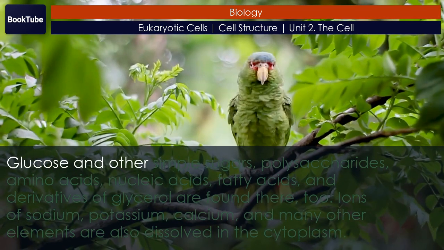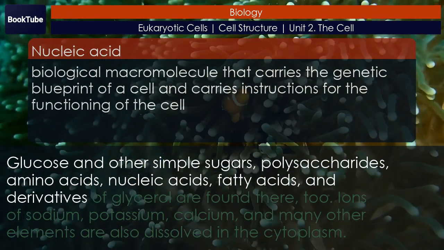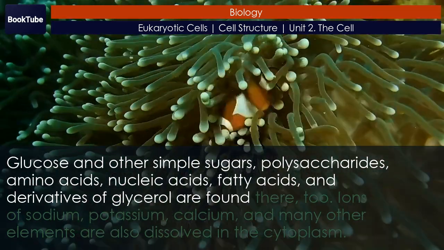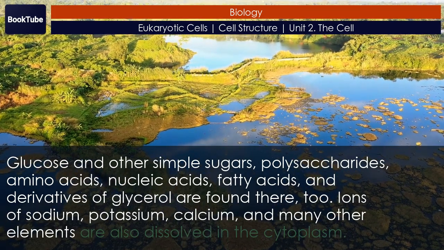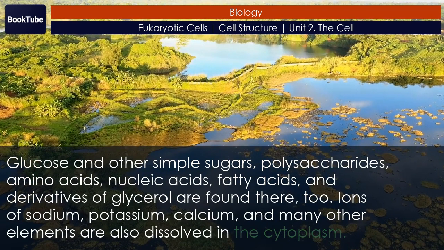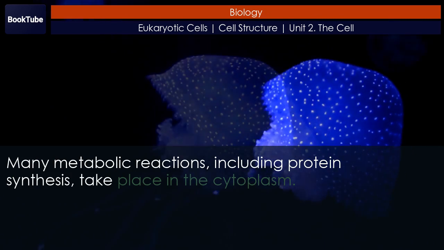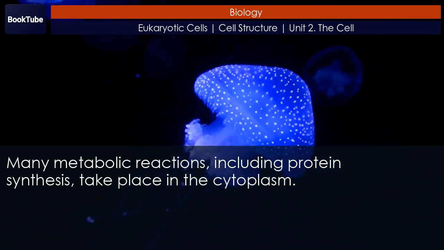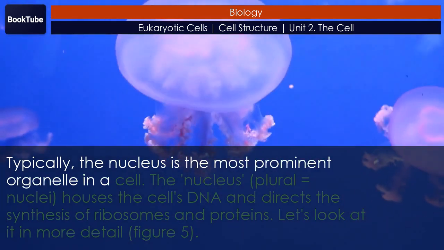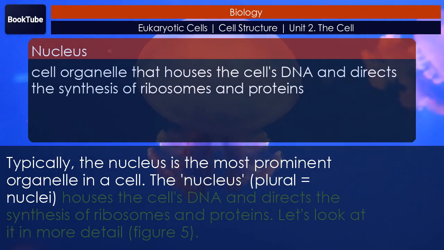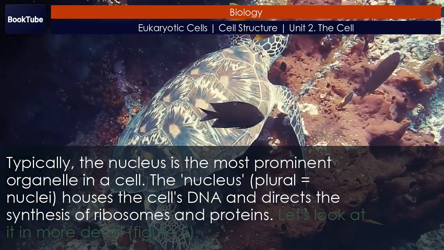However, proteins are not the only organic molecules found in the cytoplasm. Glucose and other simple sugars, polysaccharides, amino acids, nucleic acids, fatty acids, and derivatives of glycerol are found there. Ions of sodium, potassium, calcium, and many other elements are also dissolved in the cytoplasm. Many metabolic reactions, including protein synthesis, take place in the cytoplasm. The nucleus. Typically, the nucleus is the most prominent organelle in a cell. The nucleus, plural equals nuclei, houses the cell's DNA and directs the synthesis of ribosomes and proteins.